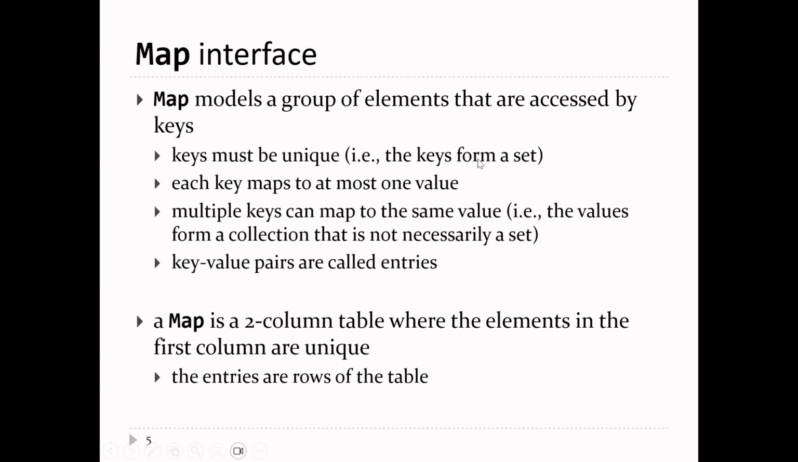So the keys form a set, right? The values do not form a set. So the values can be some sort of collection. These are called key value pairs. So those are just called map entries.